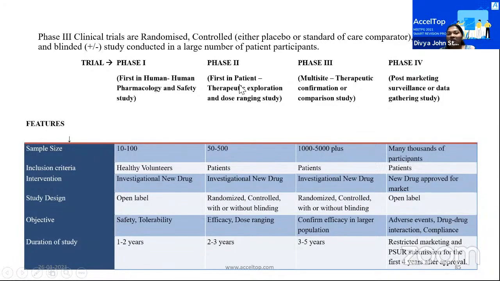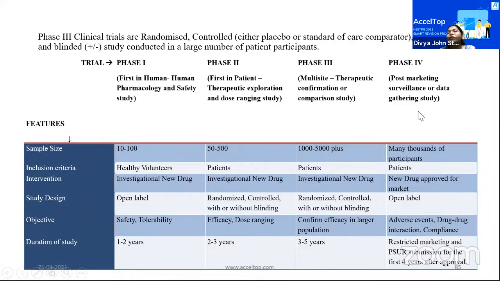Phase 2 is first in patient, or a therapeutic exploration and dose ranging study, where 50 to 500, or a five-fold of phase 1, is taken, and patients are introduced to the investigational new drug always in a randomized fashion, either with a placebo control or uncontrolled, with or without blinding. The main aim is to find the efficacy and dose ranging. Phase 3 is a multi-site therapeutic confirmation or comparison study, where thousands or a few hundred thousands of patients are exposed to the investigational new drug in a randomized control fashion, with or without blinding, to confirm the efficacy in the larger population.